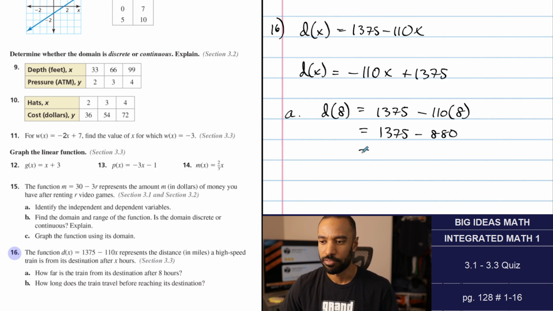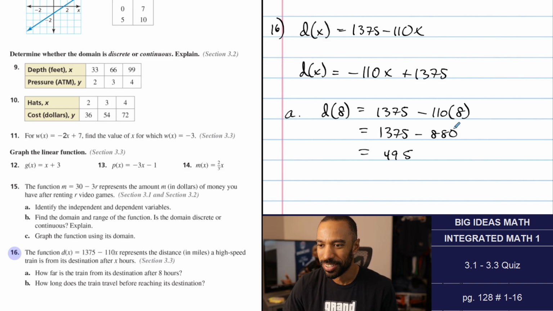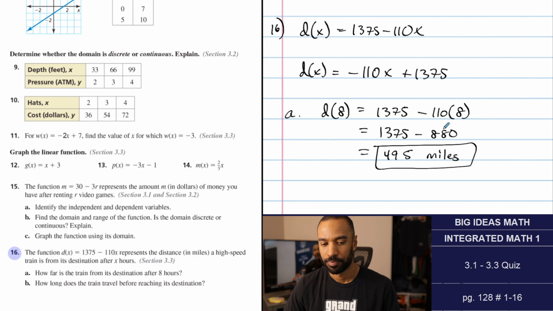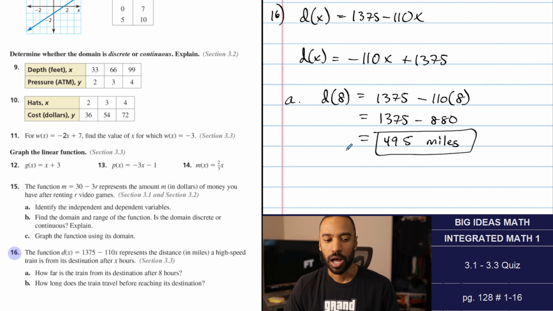We're doing 1375 minus 880, and that is a 5, a 9 and a 4. Is it 495? Is that wrong? I think that's right. 495 miles. We're 495 miles from our destination. We started 1375 miles from our destination. Now we're here. Part B: how long does the train travel before reaching its destination?